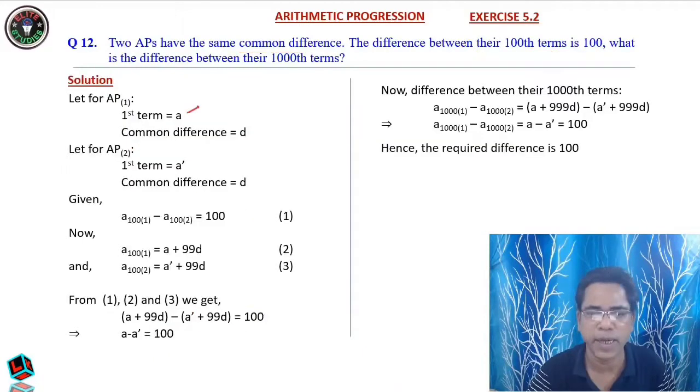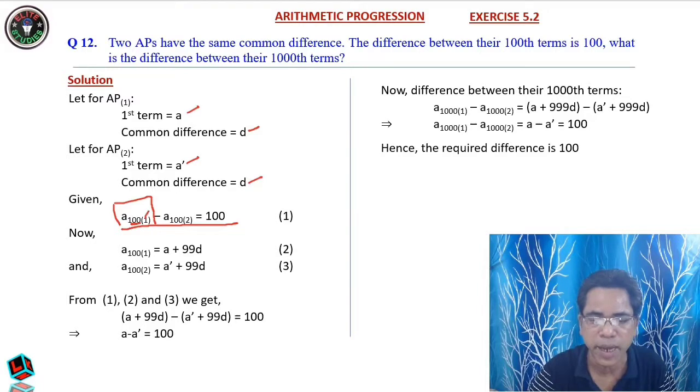It is A and the common difference is D in the case of the first AP, and in the case of the second AP, let it be A dash and the common difference is D. So here it has been given the 100th term of the first AP and the 100th term of the second AP. This represents the 100th term of the first AP, and this represents the 100th term of the second AP, that is given out to be 100.